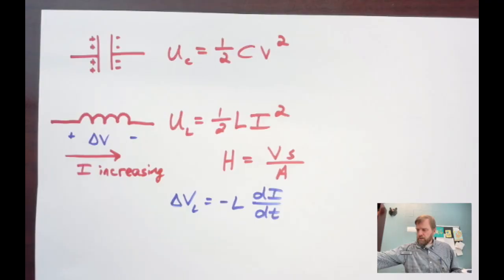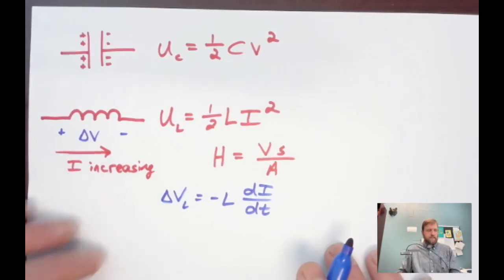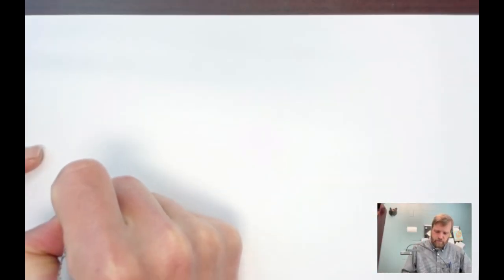So RL circuits have resistors and inductors in them, and we're going to take a look at just the basic, one basic type. All right, so let me sketch out an RL circuit. So we will.